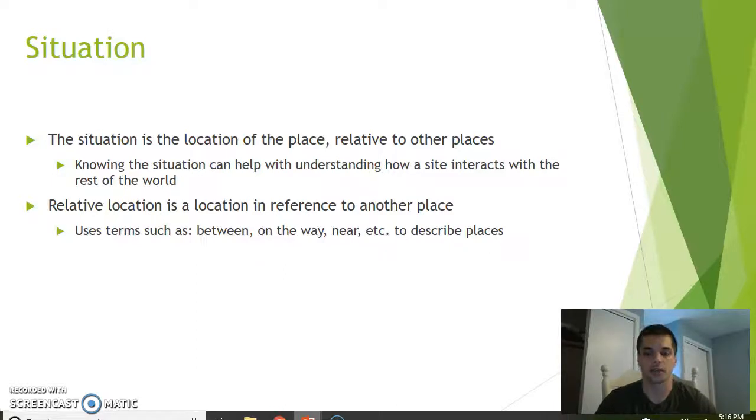Situation is the location of the place relative to other places. Knowing the situation can help with understanding how a site interacts with the rest of the world. Relative location is a location in reference to another place. So that's describing where a certain place is using terms like between, on the way, near, or other similar terms to describe it.